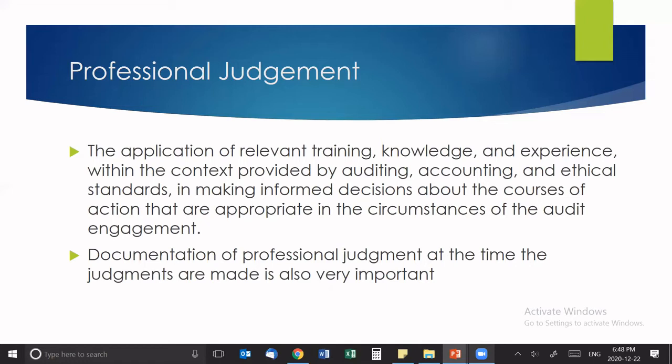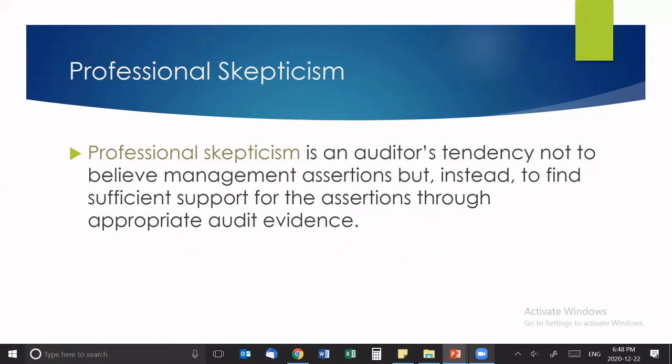It's the way that we interpret the IFRS and ASPE rules. So auditors have to use their professional judgment to see if the actions of management when they're creating the financial statements are appropriate. Auditors also have to use professional skepticism. This is the auditor's tendency not to believe just what management is saying, but to actually find appropriate evidence to prove what management is saying.